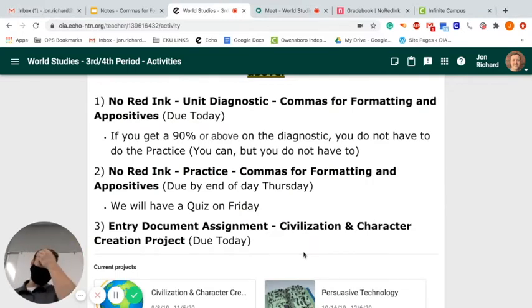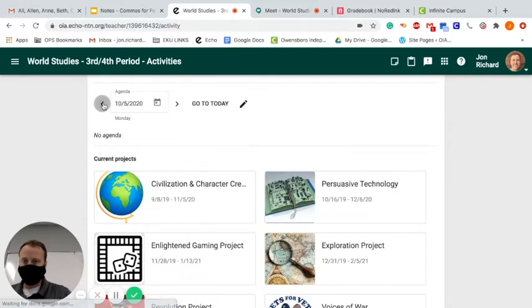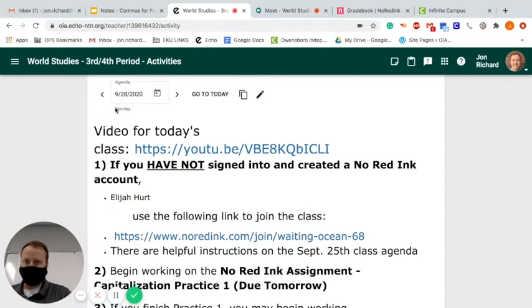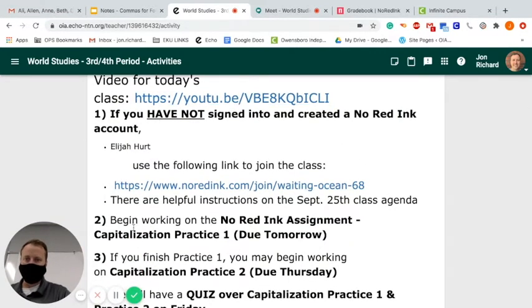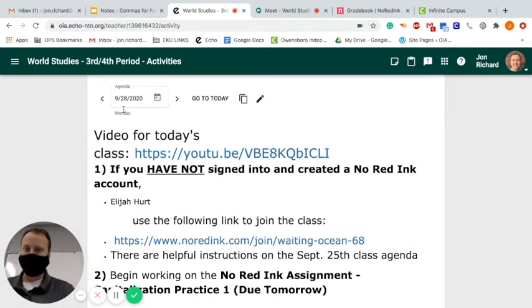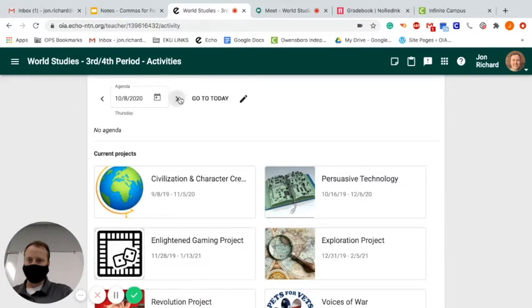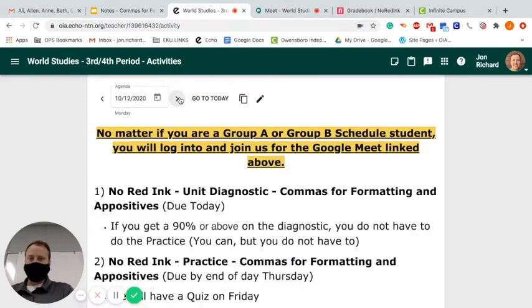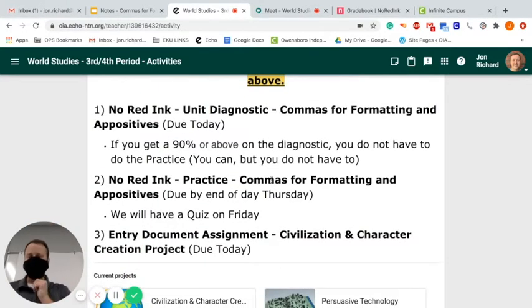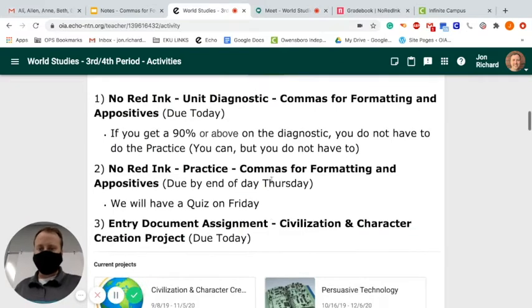Okay, so we know the No Red Ink. Everyone should be able to sign in. I know there is a student that has not signed in. And if you're not signed in yet, you need to go back and look at the agenda. It is from 9/28/2020. If you have not signed in, follow these instructions. Get signed into No Red Ink. I'm talking to you if you haven't signed in. There's one out there that hadn't signed in, and you're on your distance learning right now. You're not in my classroom. So let's talk about the other thing we're doing so I can let the distance learners go ahead and get to work on all of this.